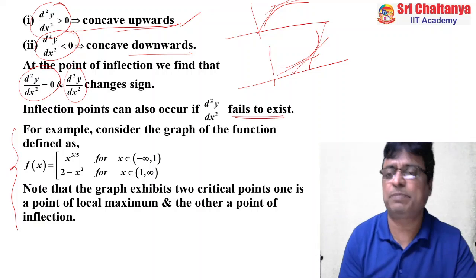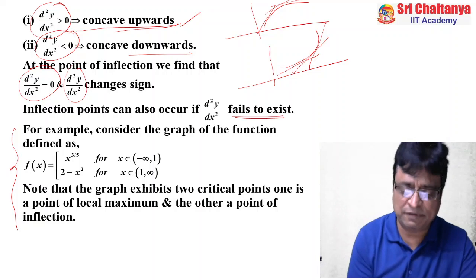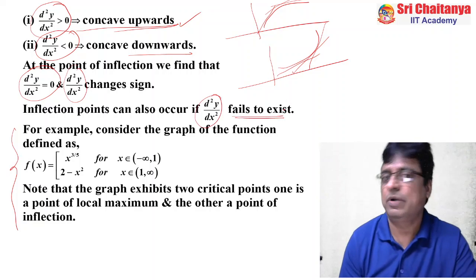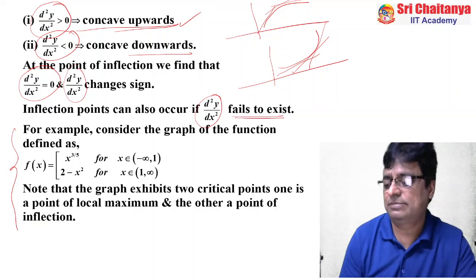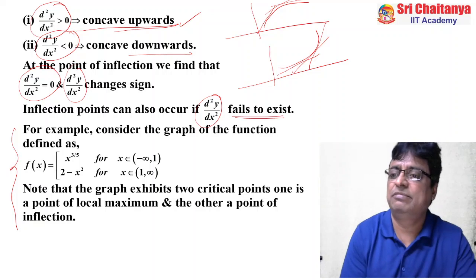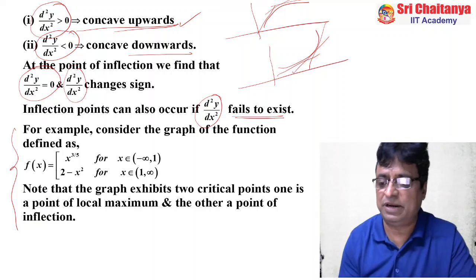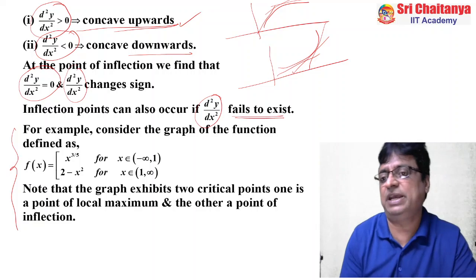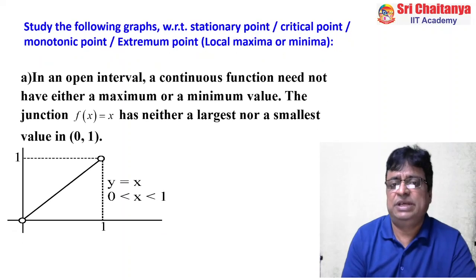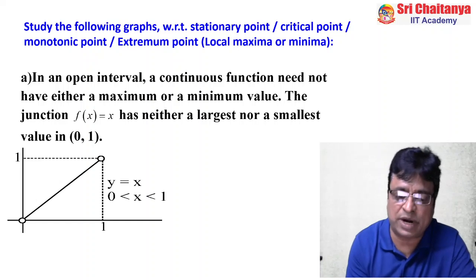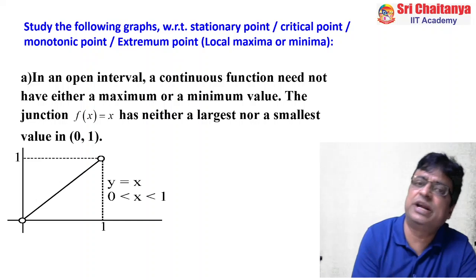Sometimes, with this example, a point of inflection can also occur if the second derivative fails to exist. That means it does not exist. It means the left hand derivative may exist and the right hand derivative may not, or both may exist but are not equal, or the left does not exist and the right may exist, like that. Clear?